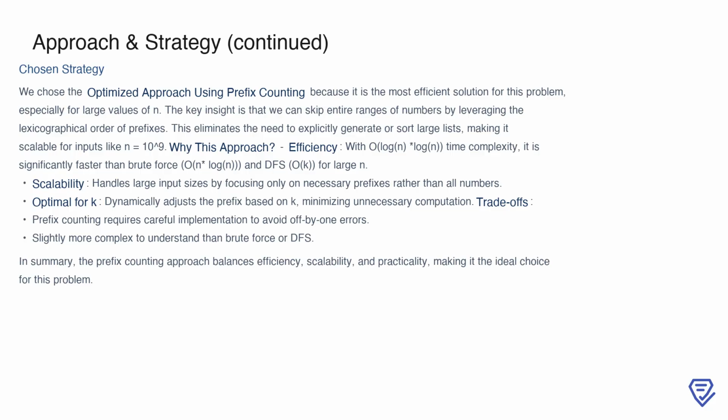Its time complexity of O(log n * log n) is significantly better than the O(n log n) of brute force or the O(k) of DFS, especially for large n. However, the trade-off is the complexity of implementation, as prefix counting requires careful handling to avoid off-by-one errors. Despite this, the balance of efficiency, scalability, and practicality makes the prefix counting approach the ideal solution for this problem, ensuring optimal performance even for the largest inputs.